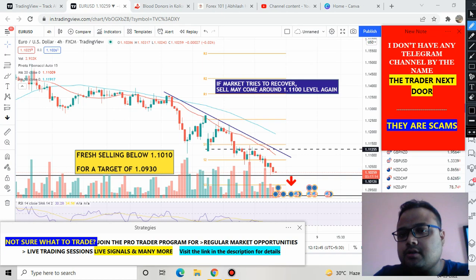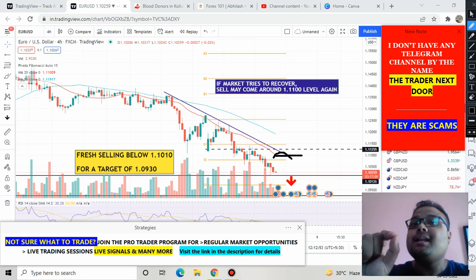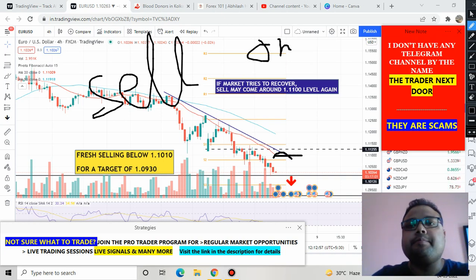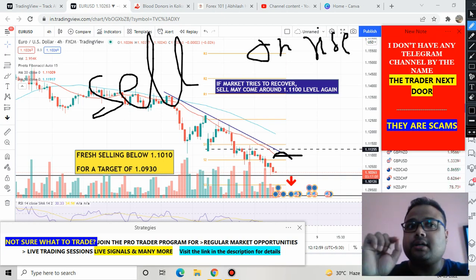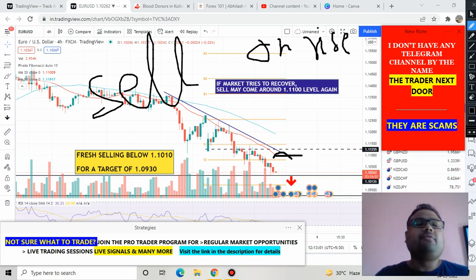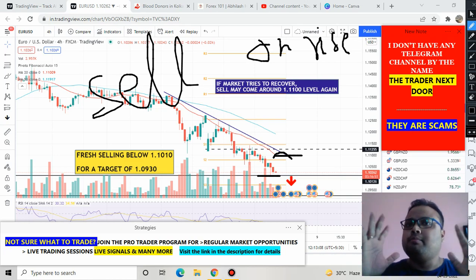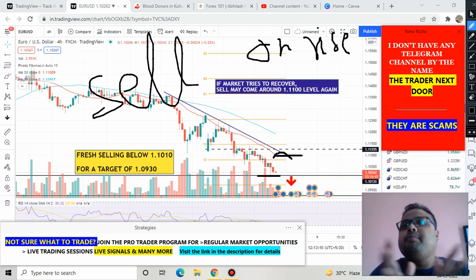There is a high chance of market selling pressure around the 1.1100 level. If market goes up and reverses, you can also take a sell position. So sell on rise. Sell on rise is the best opportunity for us on the chart of Euro USD. But if market gives us fresh selling below this level, then also we can take a sell position. So my dear friends, considering the present trend of the market, I'll just recommend selling opportunities only.